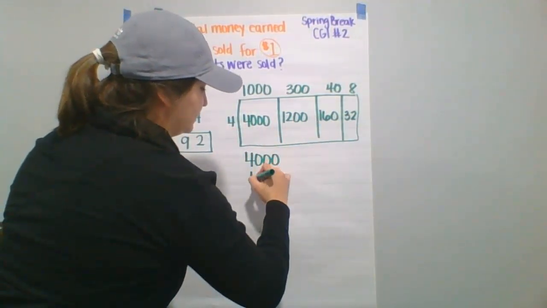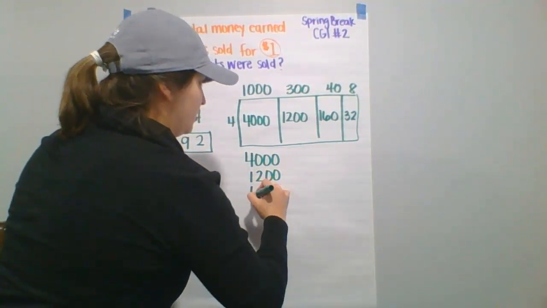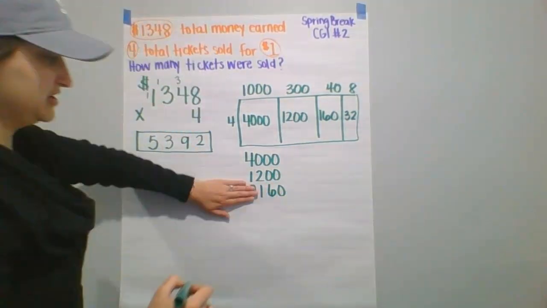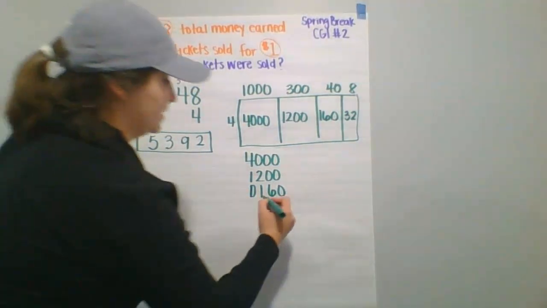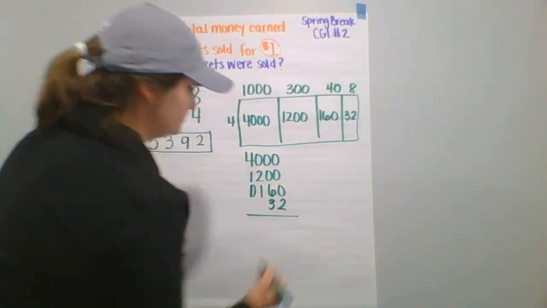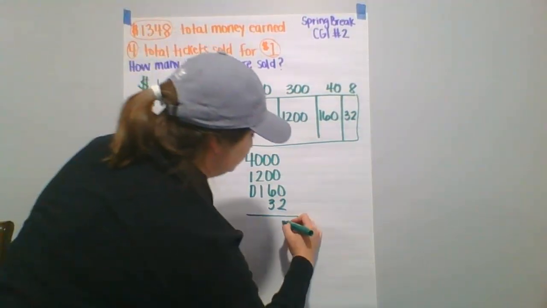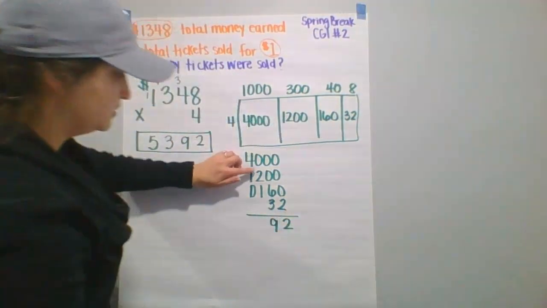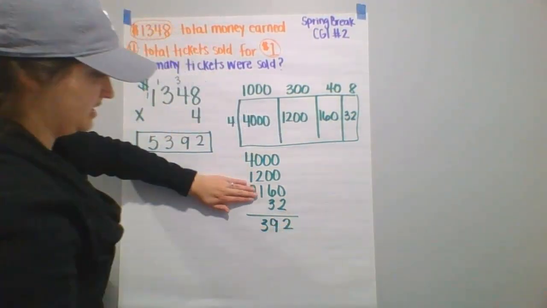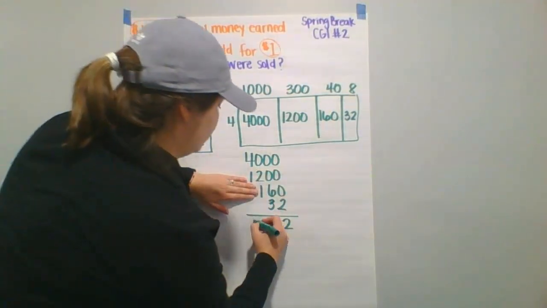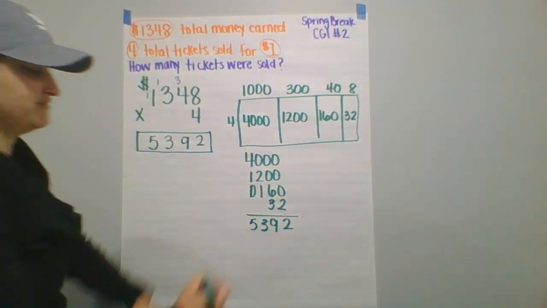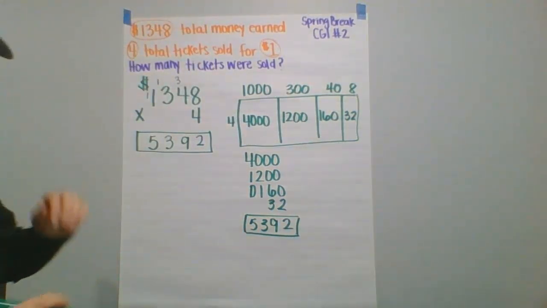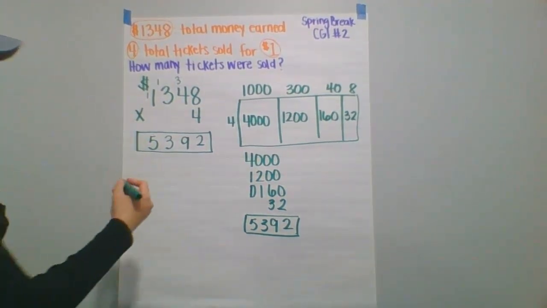We have 4,000, 1,200. Oops, I'm going to put a 0 here as a placeholder because we want to make sure that we line up all of our place values. And then 32. So 0 plus 0 plus 0 plus 2. 0 plus 0, so 6 plus 3 is 9. 2 plus 1 is 3. And then again, we can just kind of forget about the 0. 4 plus 1 is 5. So we have that 5,392 tickets. Last way that we could solve this if we wanted would be using lattice.